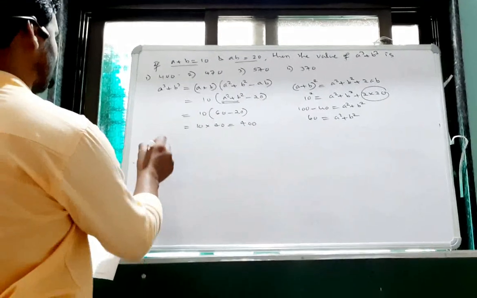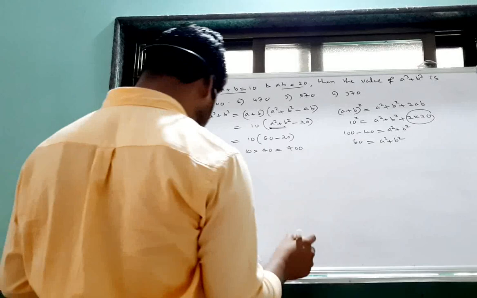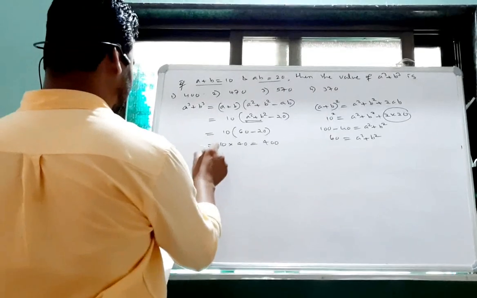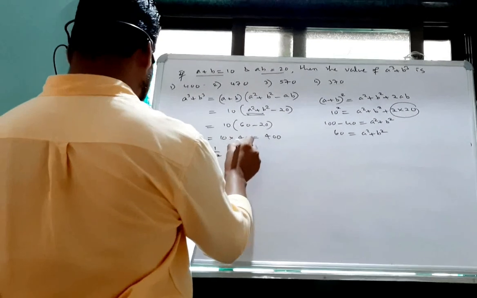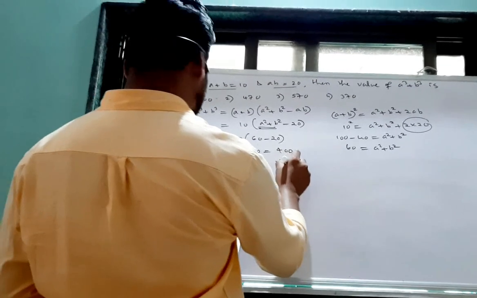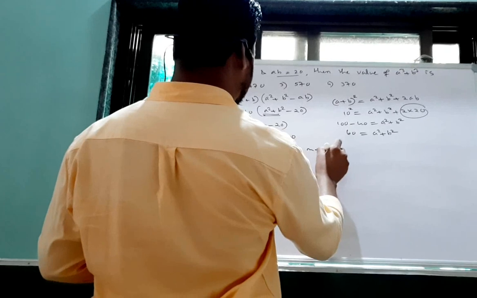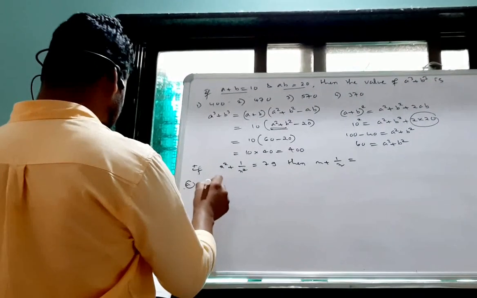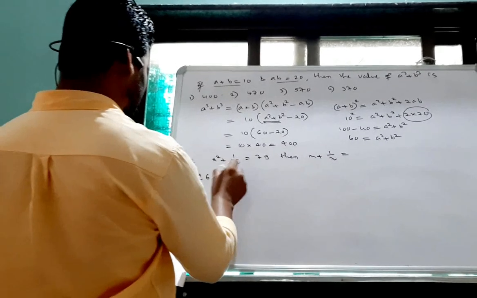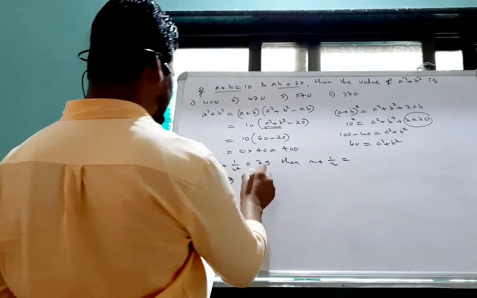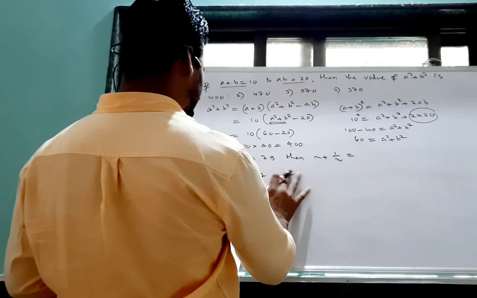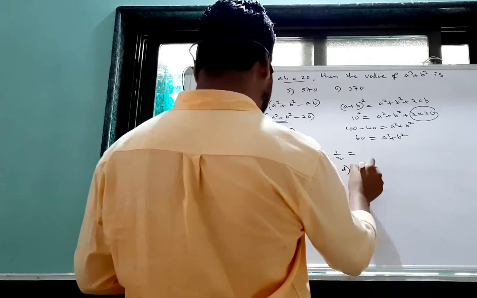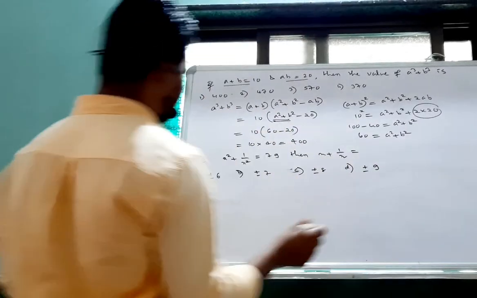If x² + 1/x² is equal to 79, then x + 1/x is equal to? The first one is plus or minus 6, second one plus or minus 7, third one is plus or minus 8, and fourth plus or minus 9.